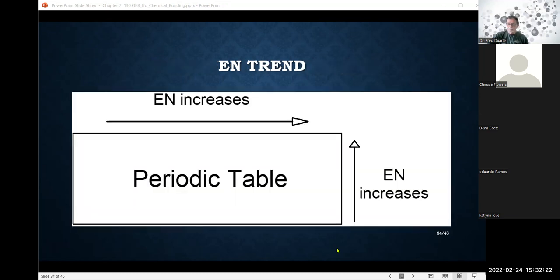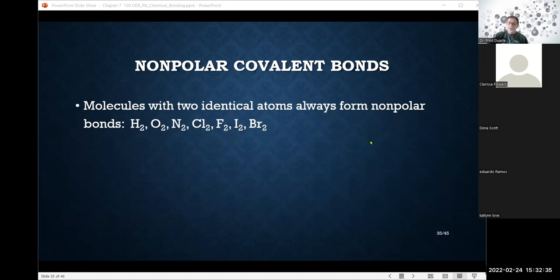And here's the trend to refresh your memory, with fluorine being in the upper right corner somewhere right here. That's our benchmark. All right, so some examples of nonpolar covalent bonds: all of the diatomic compounds, the seven of them. Remember those? They are nonpolar species, nonpolar bonds.